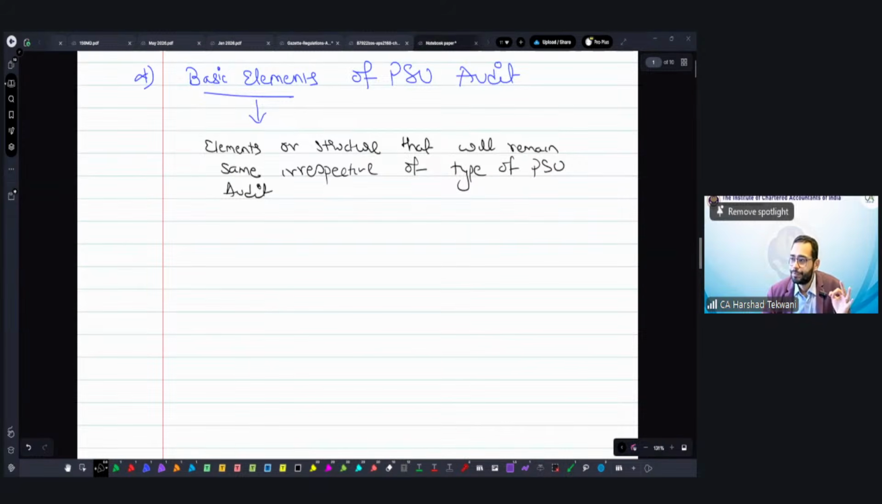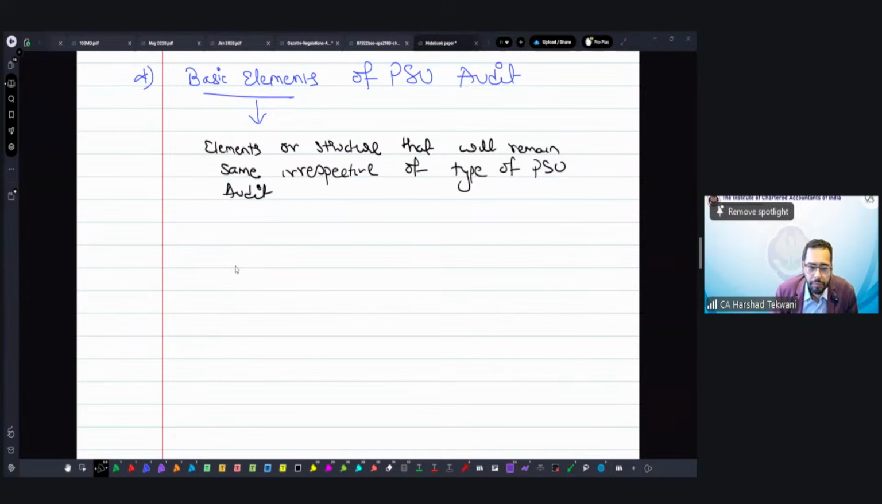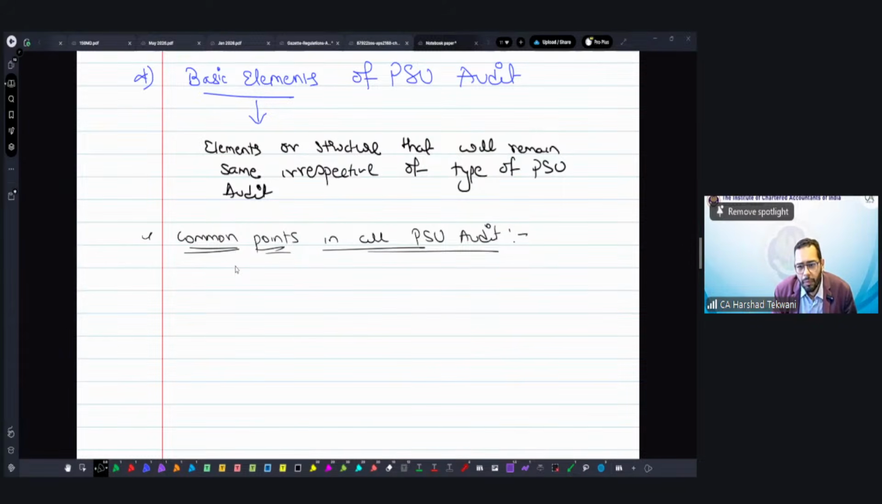Now, when I talk about this kind of structure, can anyone tell me what you think the basic elements are? What are the basic or common things in all these types of audits? So I'm talking about the common points in all PSU audits. So we are talking about something called parties involved. We are talking about auditors, responsible party, users. Yes, very good.